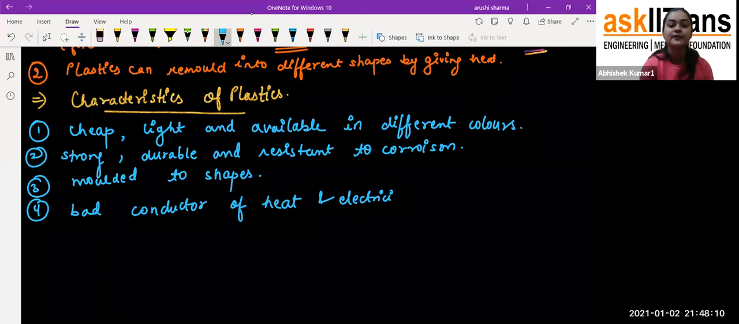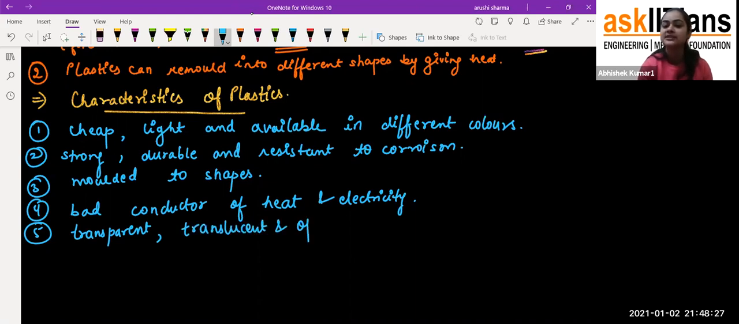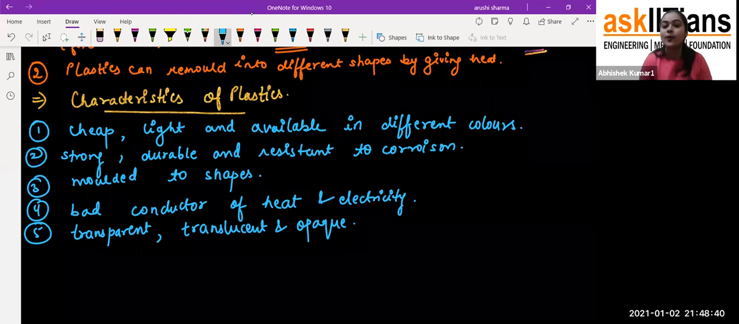Now coming to another point, the fifth one, they are transparent, that we are getting it in many forms, that it can be transparent, it can be translucent as well, and it can be opaque as well. That means such types of plastic are there, that in the plastic bottle they are somewhat transparent, so we can see through it. But if we talk about a plastic bucket, if I put a plastic bucket here, you can't see me because it is an opaque one.